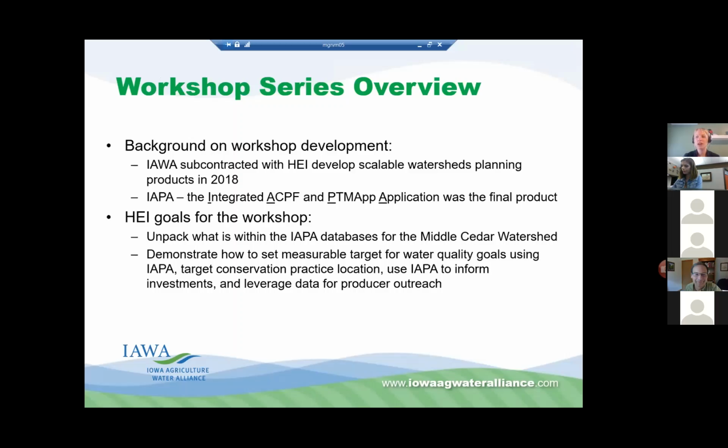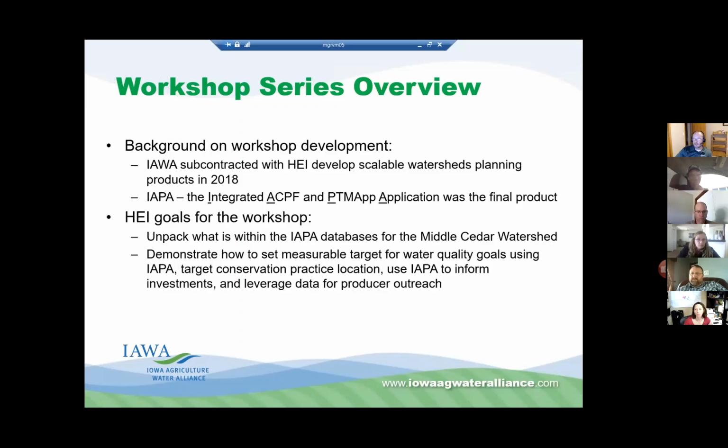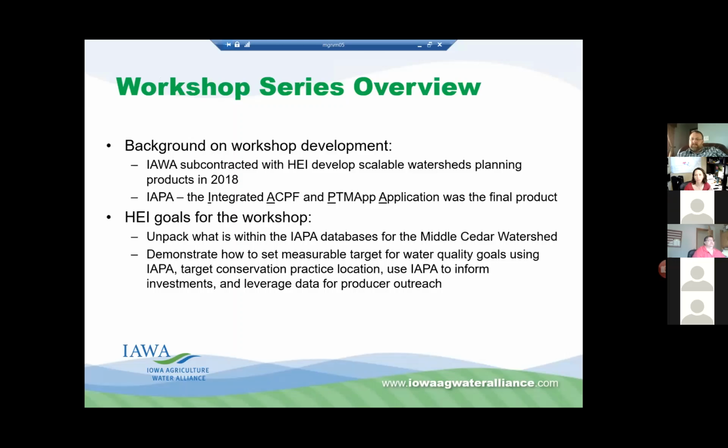All right, so just to dive in with a bit of overview for the purpose of why we're all here today. IAWA did subcontract with HEI going all the way back to 2018 to develop some scalable watershed planning products. And out of that effort came the IAPA, which is essentially a stacking doll of acronyms. It's the Integrated ACPF, or Agricultural Conservation Planning Framework, and PTMAP application, which is a Prioritized Target Measure application.